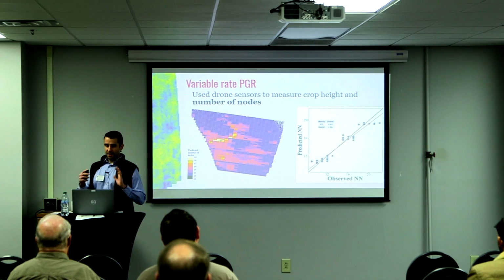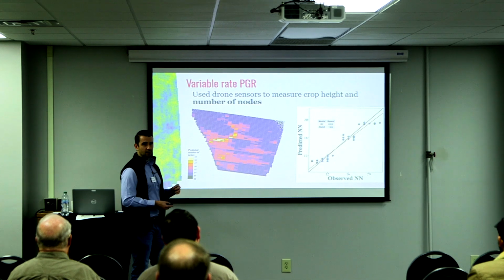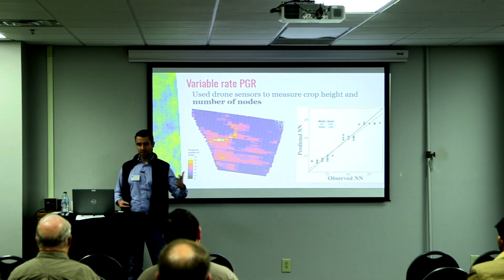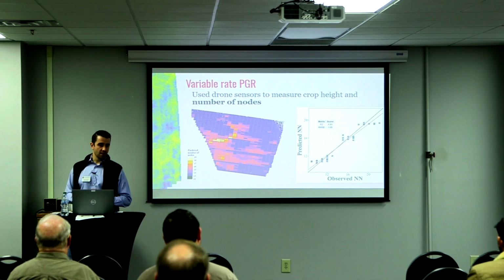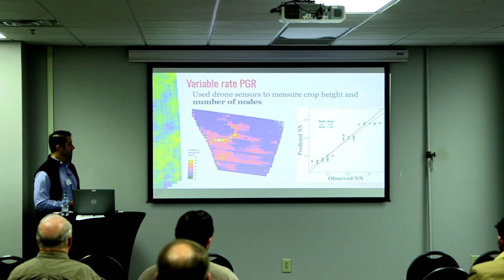So there is more spread there because number of nodes is a variable that is an integer, right? You don't have 1.5 nodes, you have 1 or 2. So there's a little bit more difficulty on the model to predict it, but we still got good agreement. We still can use a model like this to predict number of nodes.